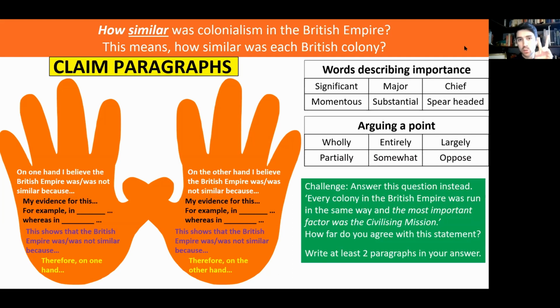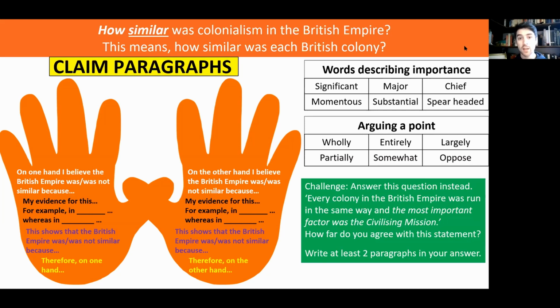So again, use the sentence starters in the hands on the screen. Secondly, use 2 words, 1 from each table, if you are answering the orange question. If you're answering the orange question, pause the video now, go and make a start. Use the sentence starters on the screen.